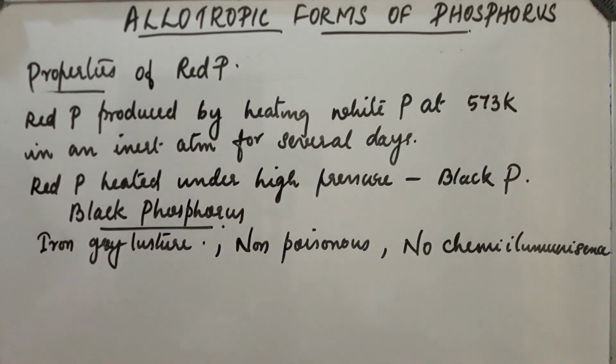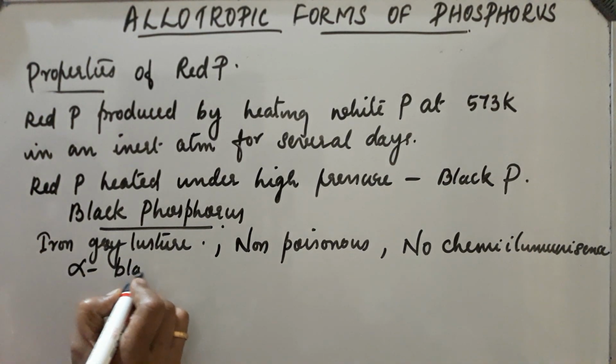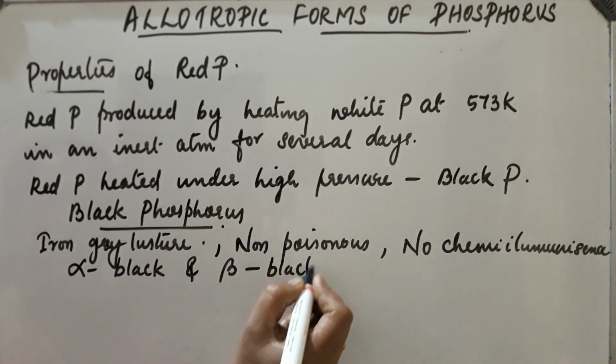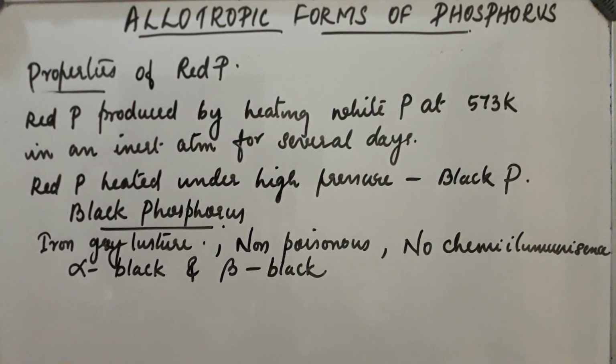Black phosphorus is of two types: alpha black and beta black. How can we obtain these? Alpha black is formed when red phosphorus is heated in a sealed tube at 803 Kelvin. It can sublime in air and has opaque monoclinic or rhombohedral crystals.